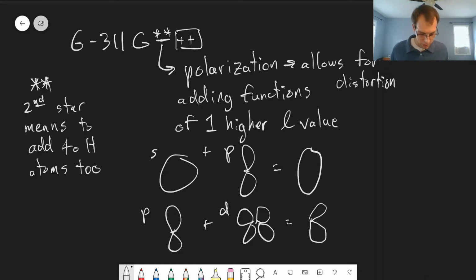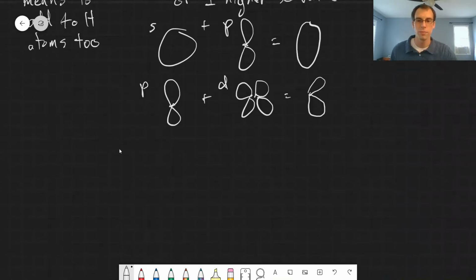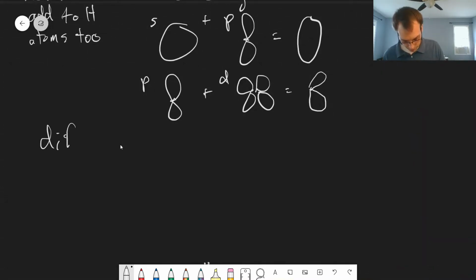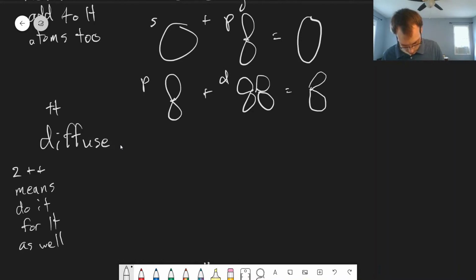Okay, so the plus plus. These functions, the plus plus functions, are what are known as diffuse functions. And same thing as with the polarization functions, the second plus means do it for hydrogen too. And the diffuse functions are quite a bit similar to having extra zeta values. They allow you to adjust the long range interactions, right?